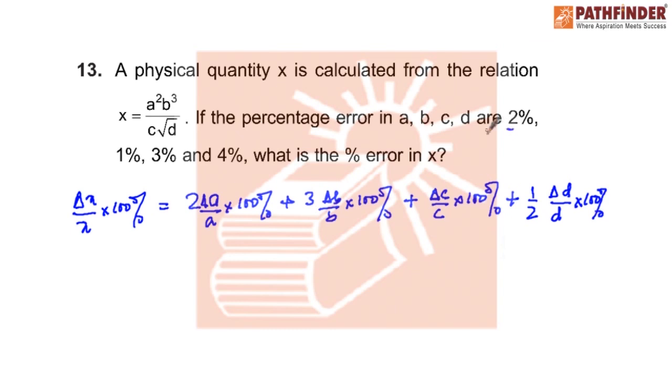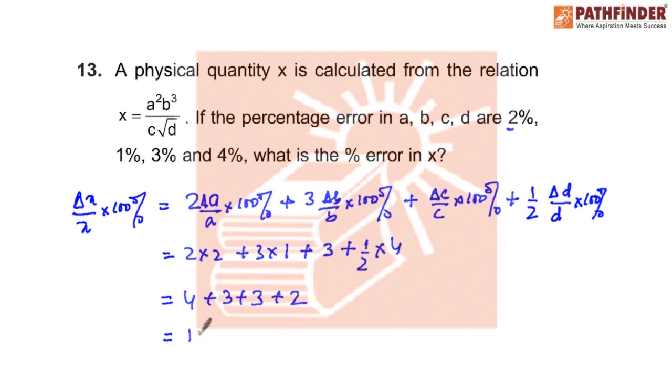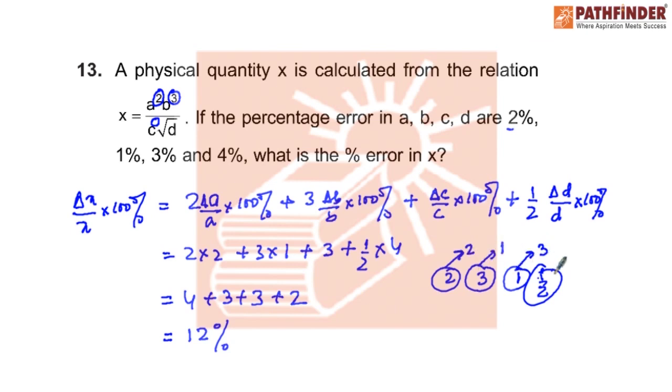Now all these values are given here. So it is 2 into 2 plus 3 into 1 plus 3 plus half into 4. So that is 4 plus 3 plus 3 plus 2. So that is 12. So 12% is the error in calculation of x. Now you can do it just mentally by multiplying the powers involved. The power of A is 2, power of B is 3, power of C is 1, and power of D is half. You multiply these by the given percentages, that is 2, 1, 3 and 4, and you can mentally calculate the answer as 12. So you can do this if you want to do the problem very quickly without writing.